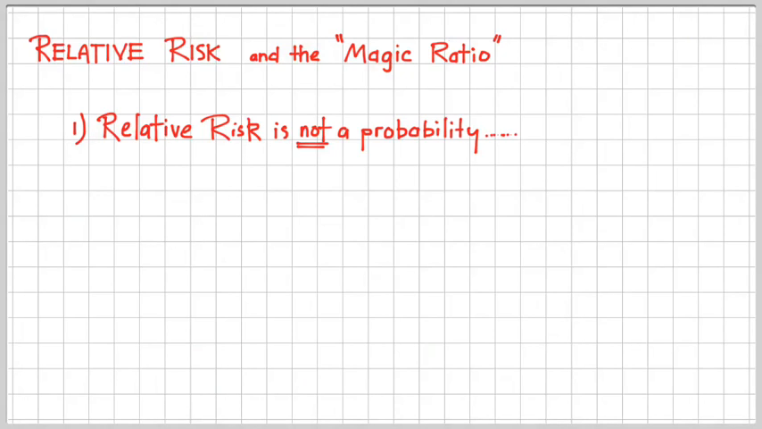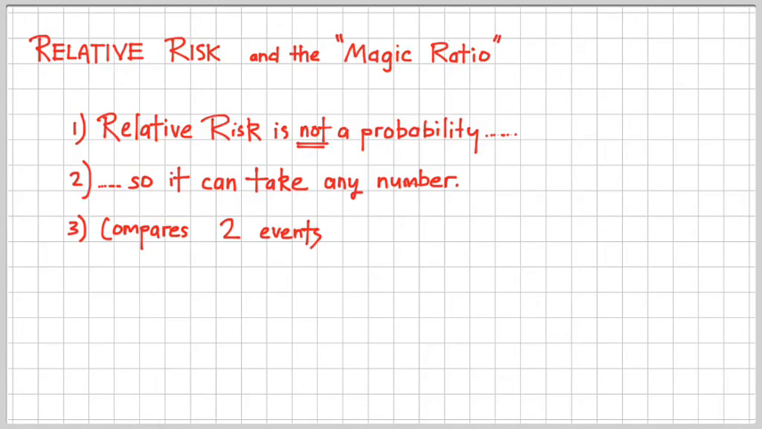The first important point is that relative risk is not a probability. So it can take any number. In particular, remember, a probability cannot be more than 1. However, relative risk could be any number below 1 or even above 1. What we are doing is we are comparing two events. So we're comparing two probabilities, essentially. That's where the word relative comes from.